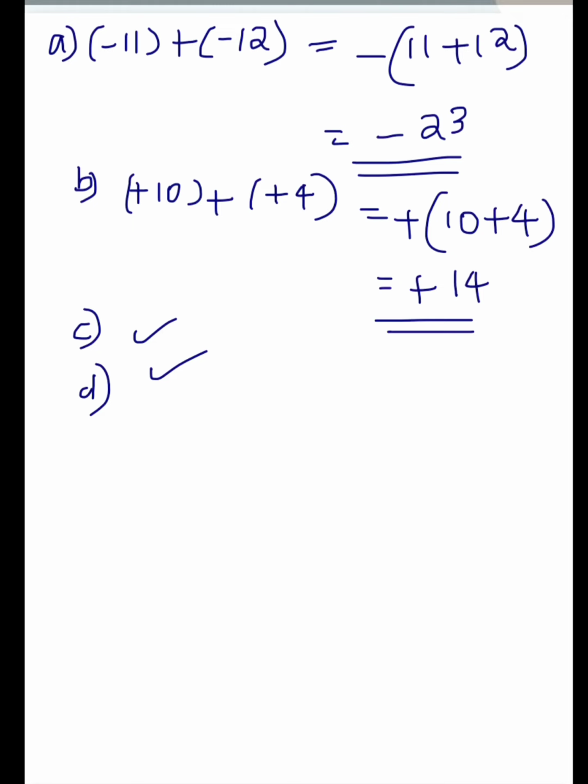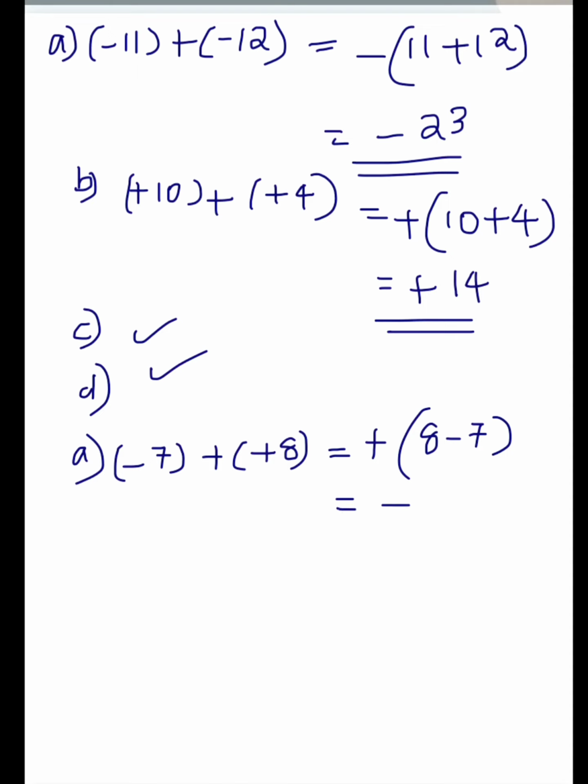Now let's see next questions, that is A. So here you can see that one is positive integer and another one is negative integer, that is plus 8 and minus 7. So when you are adding a positive integer with a negative integer, what you have to do? You have to subtract the smaller number from the bigger number and put the sign of bigger number. So first what you have to do? You have to subtract the smaller number from the bigger number, that is 8 minus 7. And then you have to put the sign of bigger number. So what is the sign of bigger number here? It is positive. So answer will be plus 1.